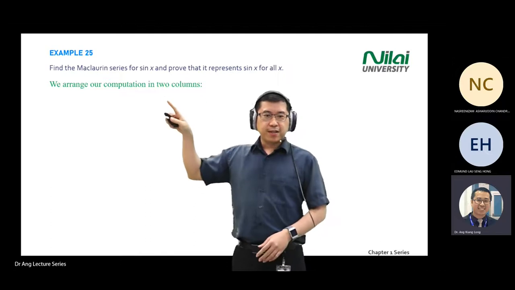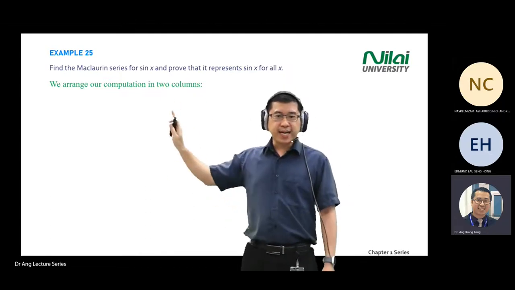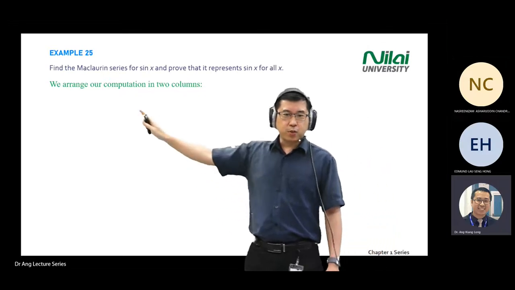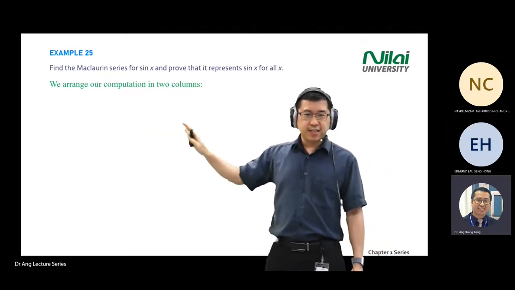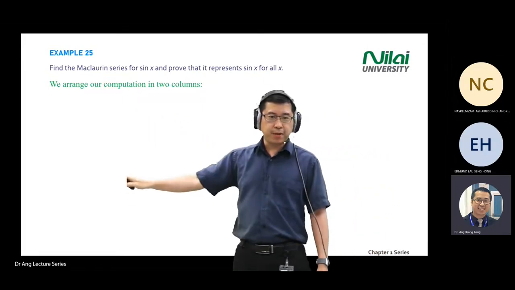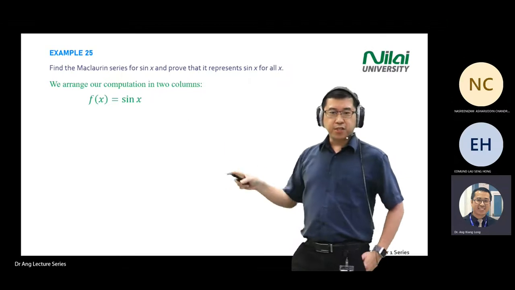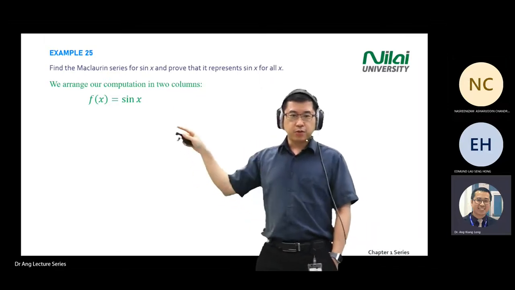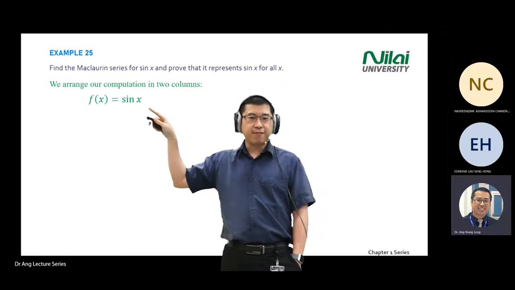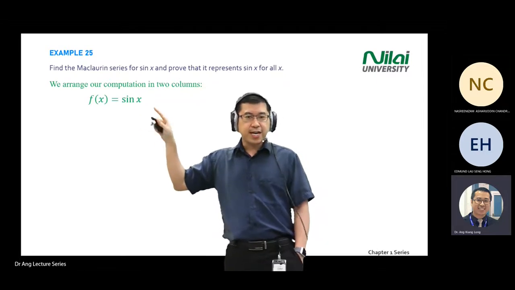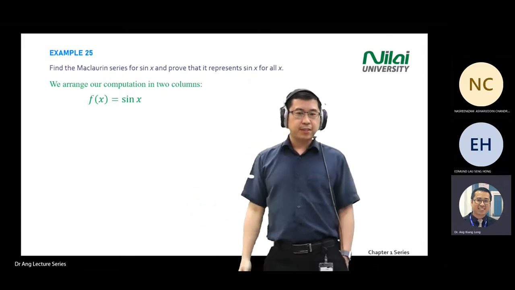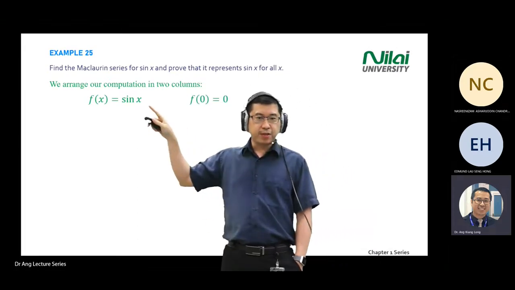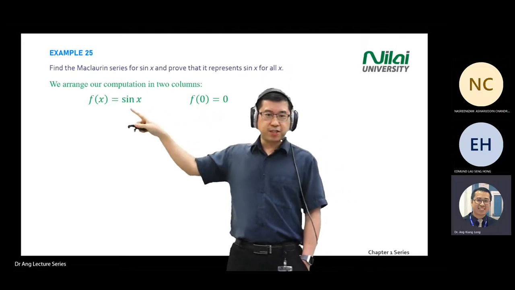First, you arrange your answer sheet into two columns, one side left and one side right. Later you'll see your data on this side and data on this side. First, you copy the equation that asks you to solve. This question asks you to solve sine x, so you write your function f(x) equal to sine x on the left column. Then in the next column, you substitute 0 in the function.